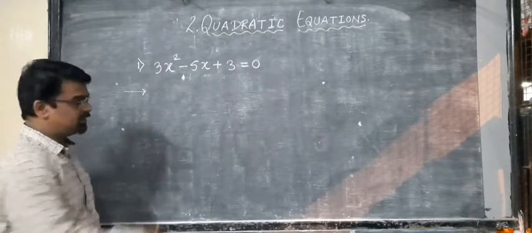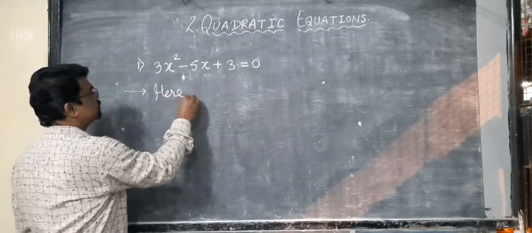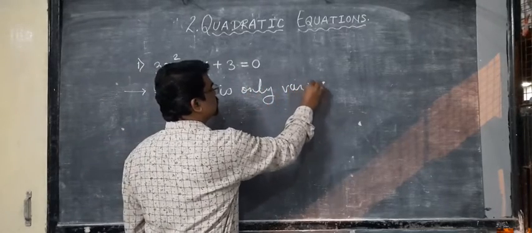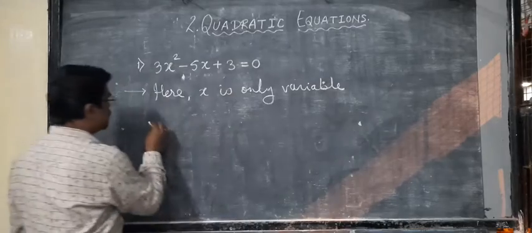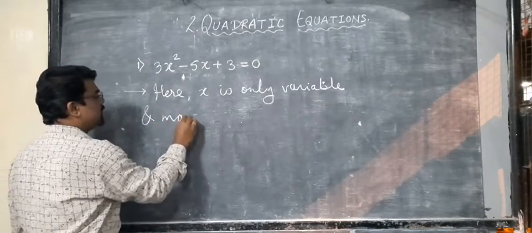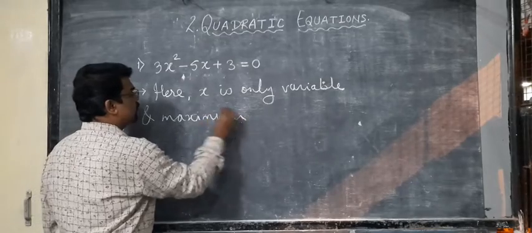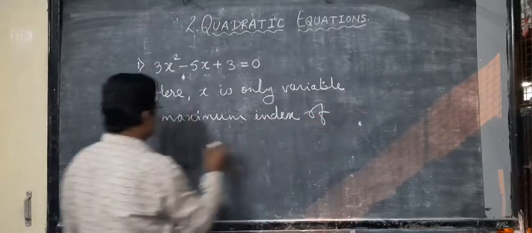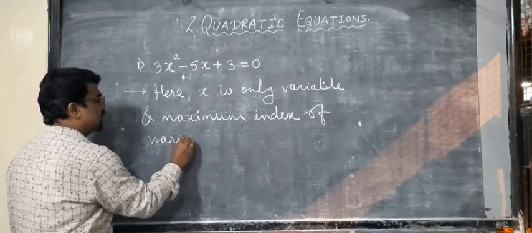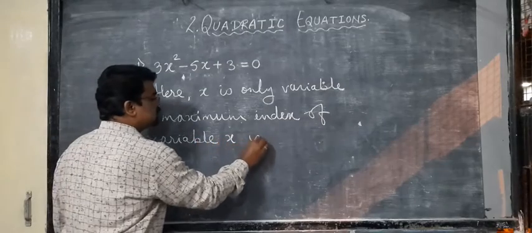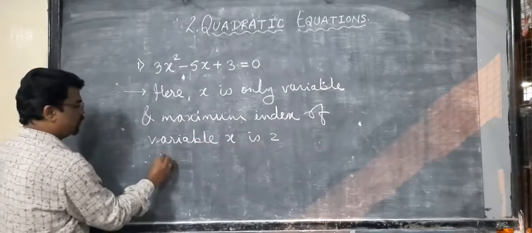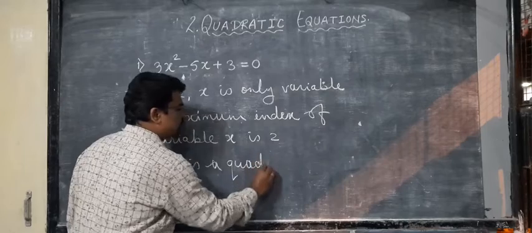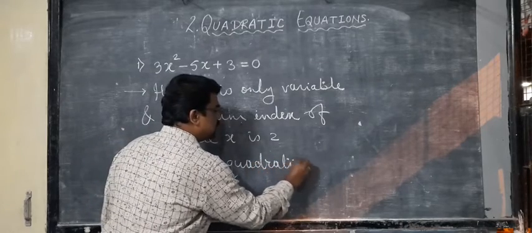Now, how to write its answer? Here we can say x is the only variable, and the maximum index of variable x is 2. Therefore, it is a quadratic equation.